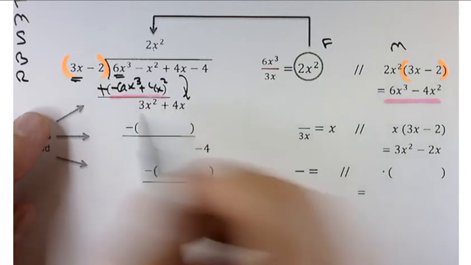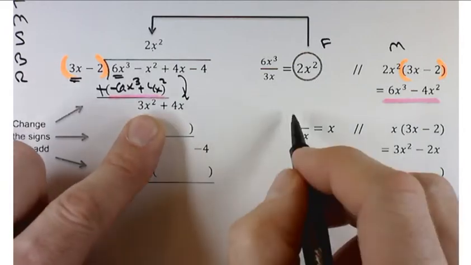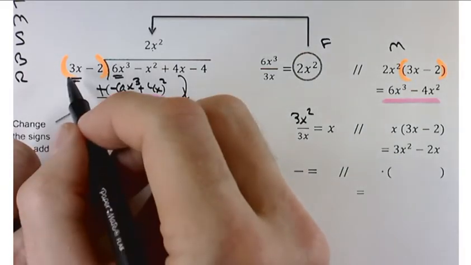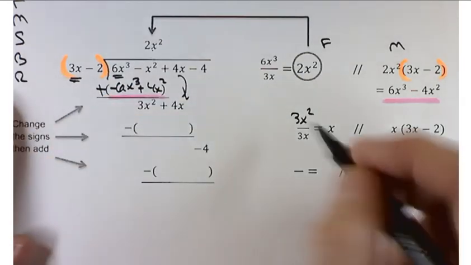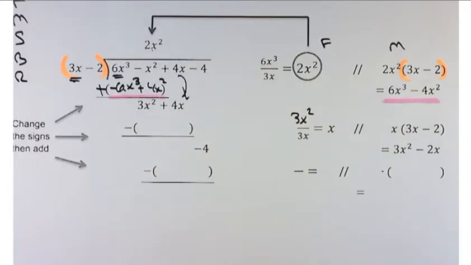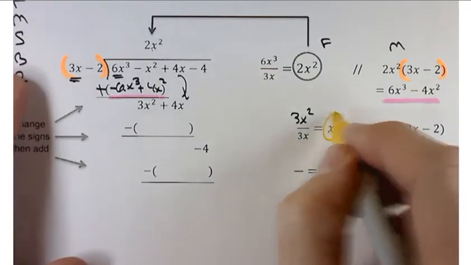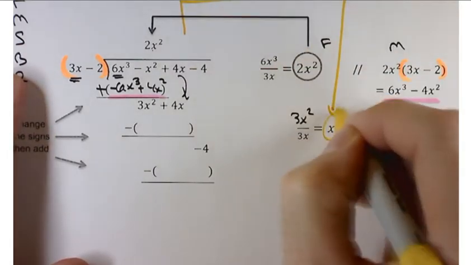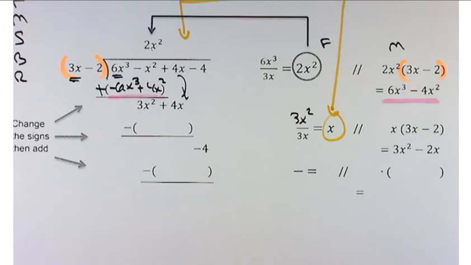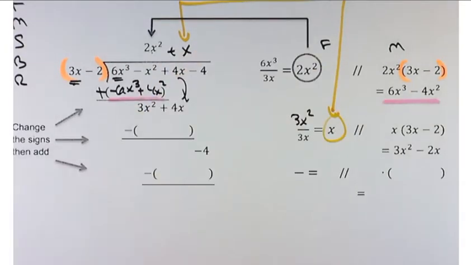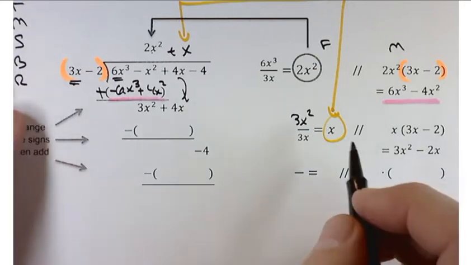X. To help you see that, what you could do is take 3x squared, this, divided by this. The 3's cancel, x squared divided by x gives you just the x. So let's put that x right up here. So it's going to be a plus x. Keep up with things because you're going to be doing the next one. So that's your father step.